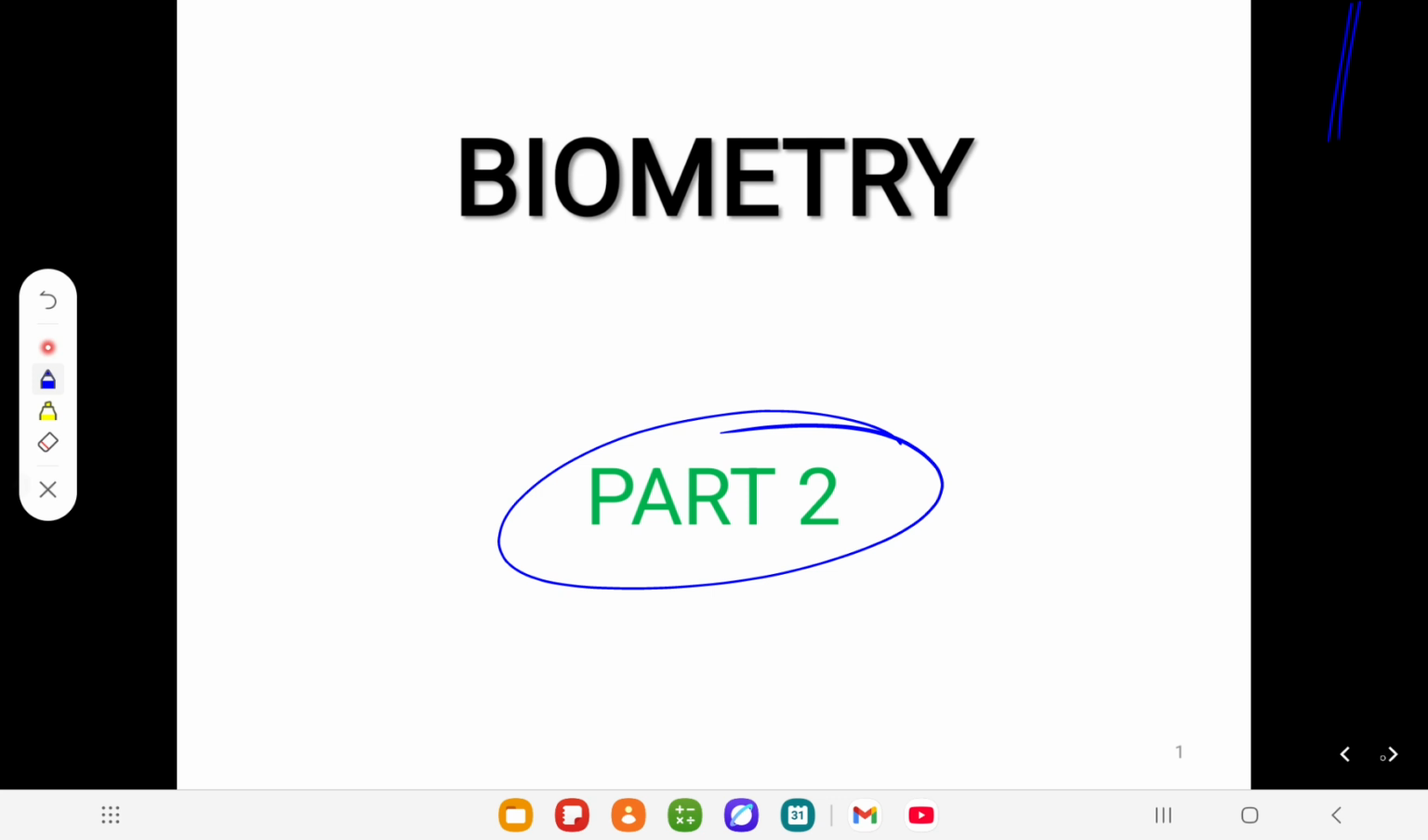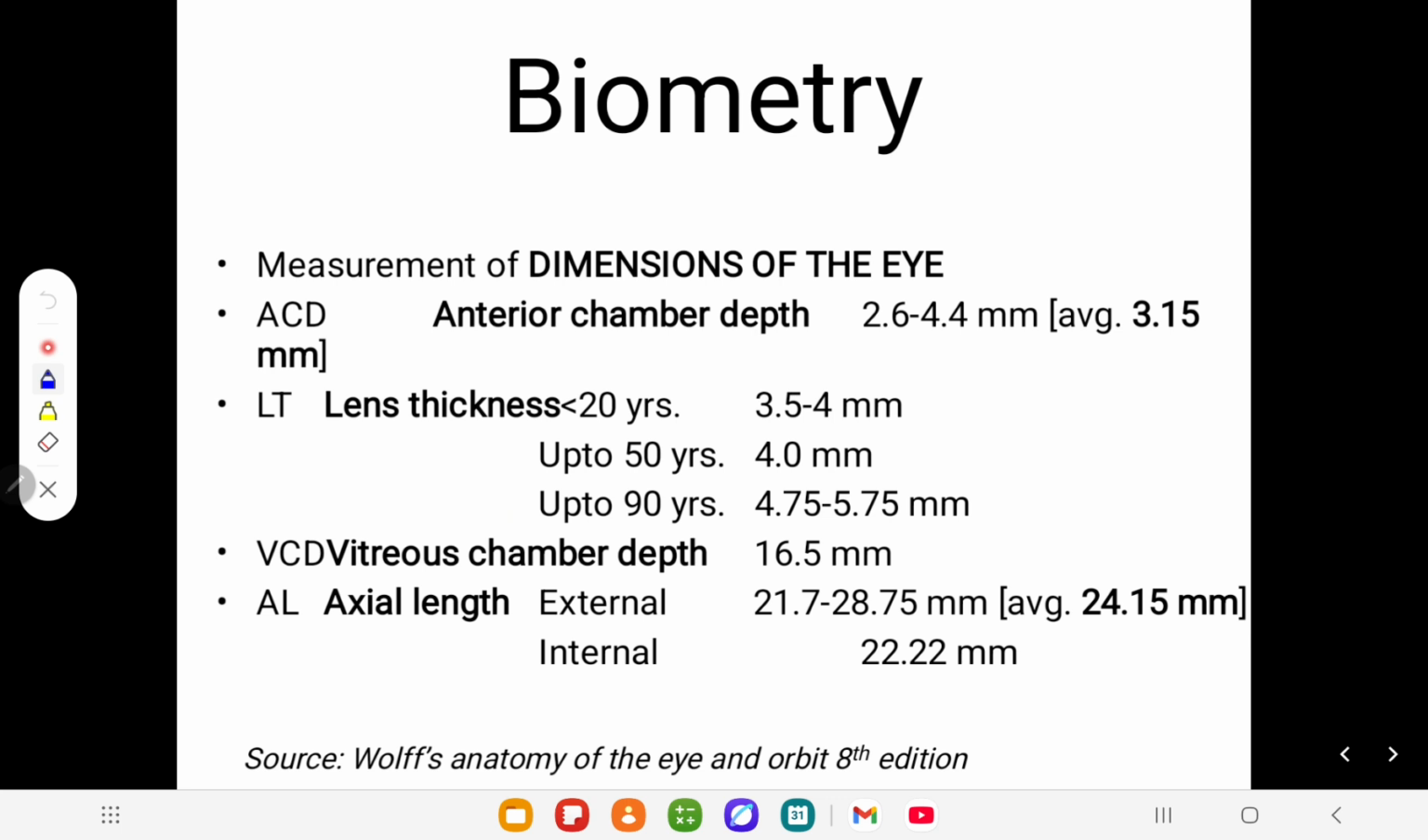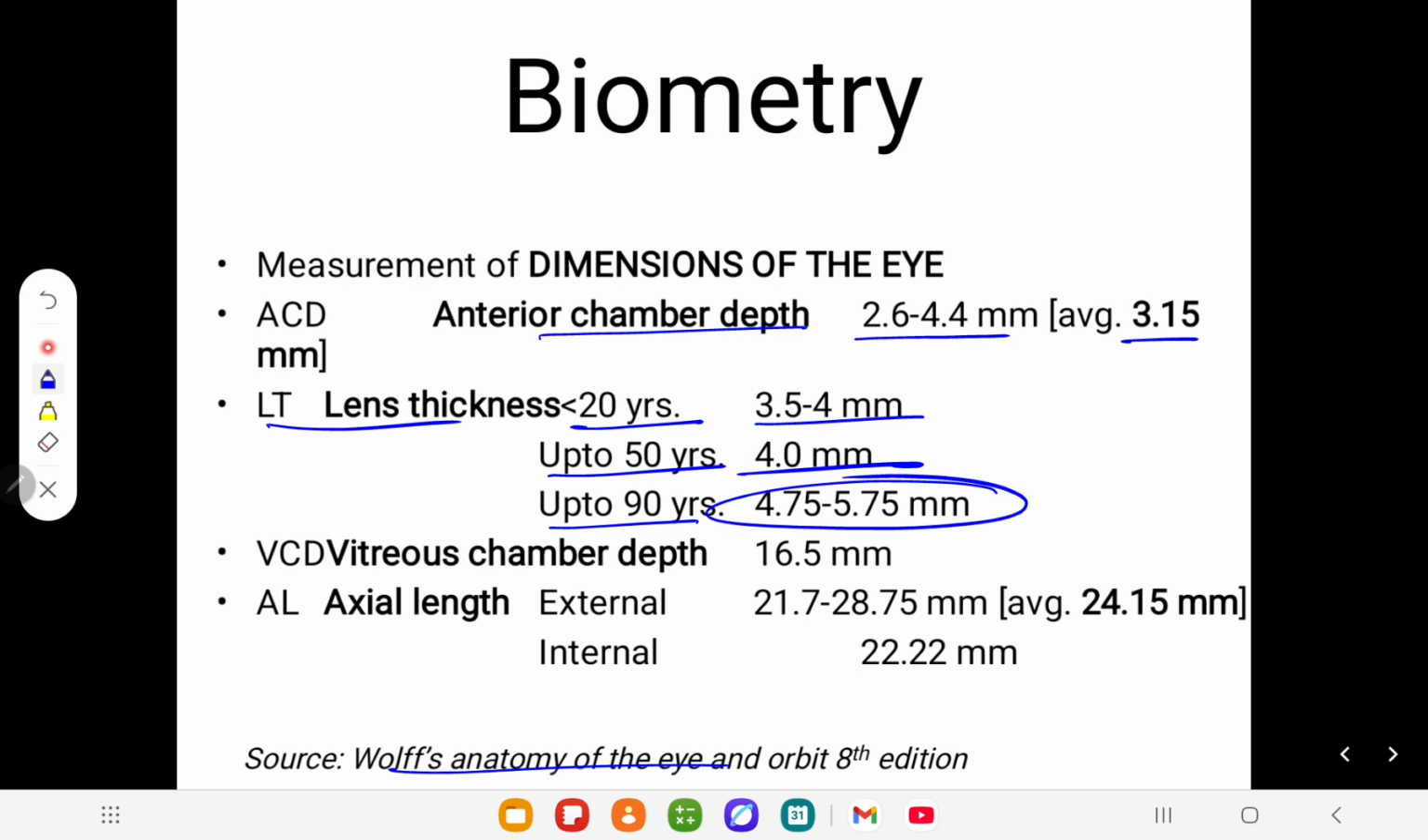So in case of biometry, the measurement of dimensions of the eye. What are the common dimensions according to Wolf's anatomy? The common dimension of ACD, anterior chamber depth, is from 2.6 to 4.4 mm, on average 3.1 mm, isn't it? Anterior chamber depth increases with age, and decreases when the lens becomes larger. Less than 20 years, lens thickness is 3.5 to 4 mm. Up to 50 years it is 4 mm, and up to 90 years it grows to 4.75. Vitreous chamber depth is approximately 16.5 mm in the adult eye.